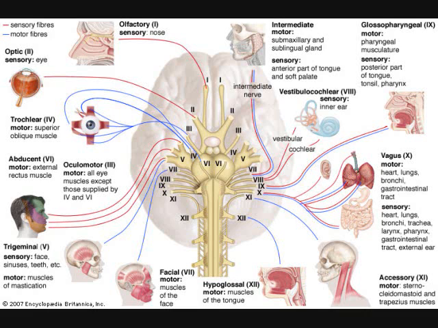Assess the gag and swallowing reflex the same as cranial nerve 9 by touching the back of the throat with a sterile tongue depressor or a cotton-tipped applicator and have the patient swallow, and also assess vocal quality.